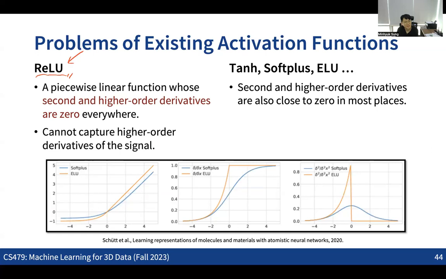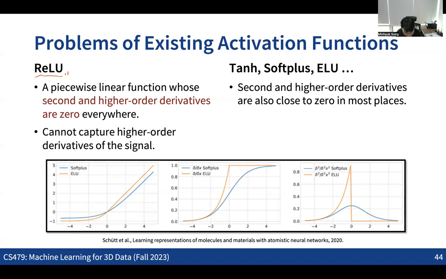So the activation function that we are using is basically a piecewise linear function, which means that if we take the derivatives of the entire function, the first derivative will be a constant, and the second and higher order derivatives will be zero everywhere in the input space, while the implicit function that we want to predict has second or higher order derivatives that are not zero. It's basically a very complicated function.